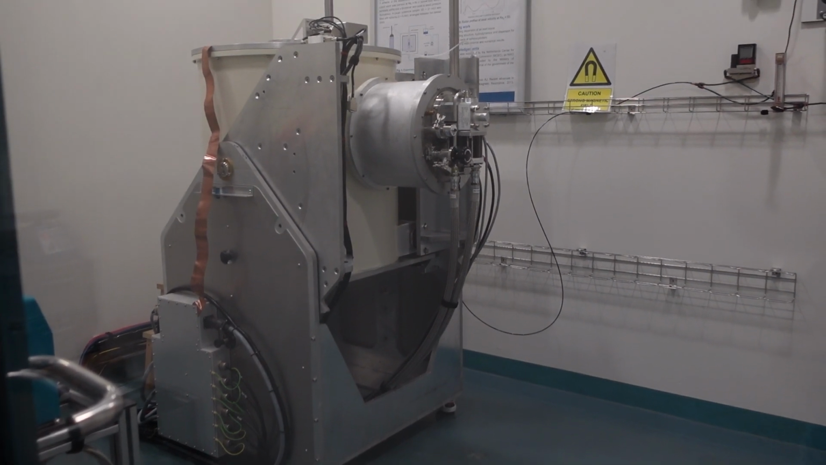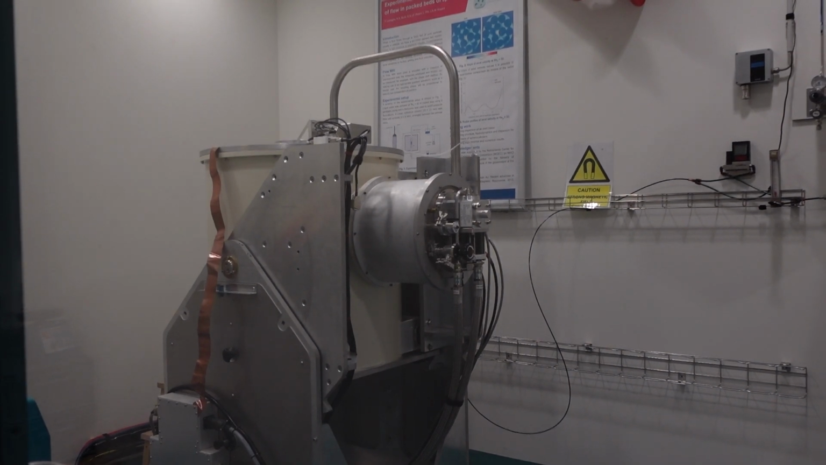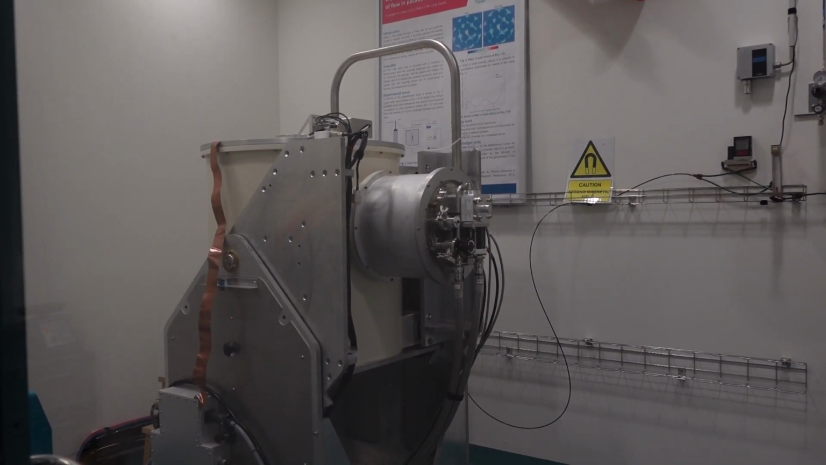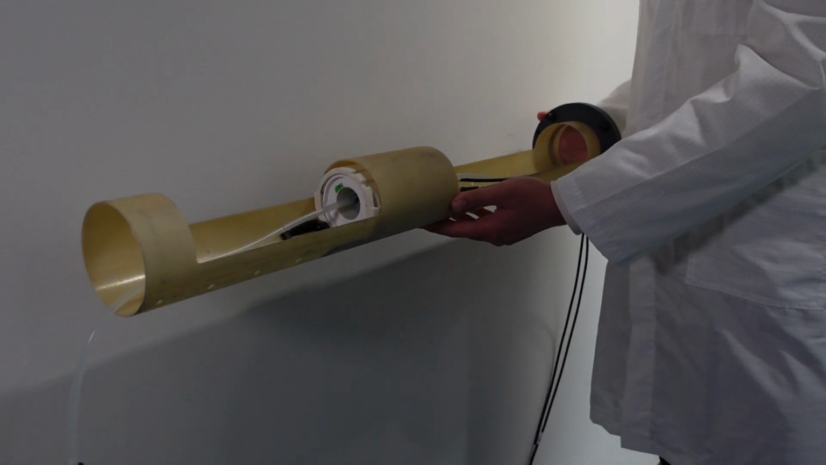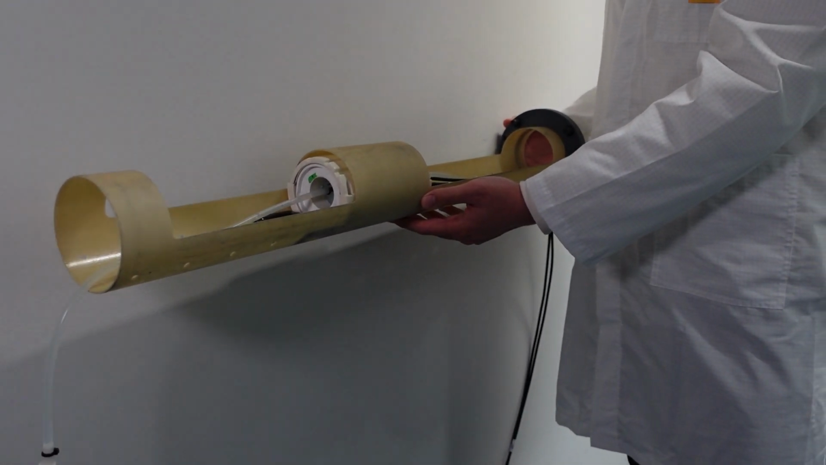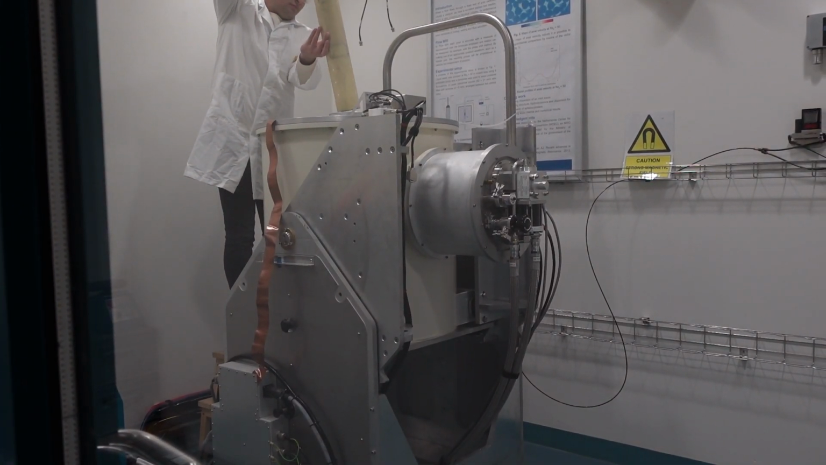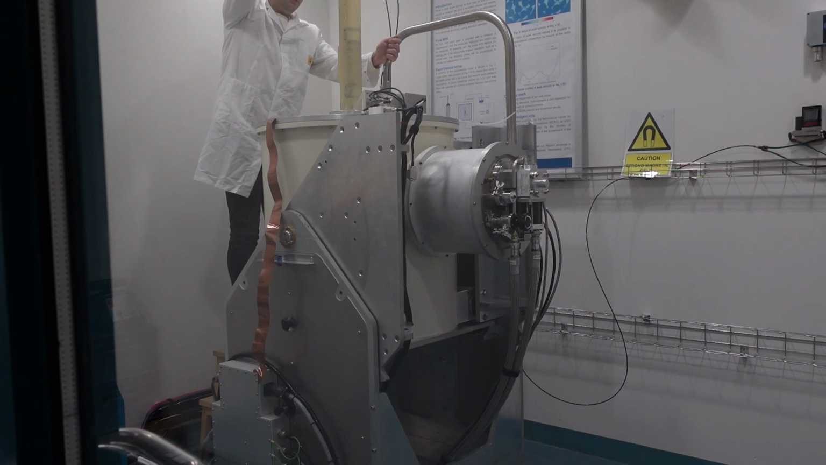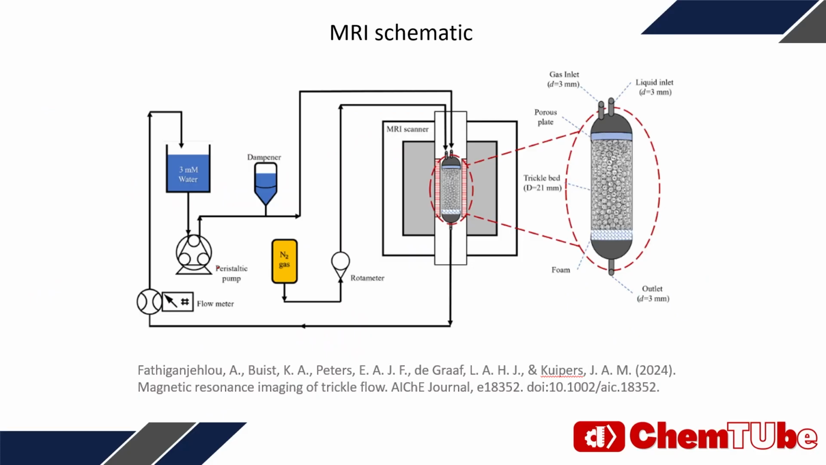As mentioned beforehand, the MRI creates a strong magnetic field, so anything that is made out of magnetic material should be left outside the closed room to avoid injuries and destruction of property. In the video you can currently see the sample holder, into which a reactor is placed, and then the whole contraption is placed into the MRI. The overall schematic of an experiment involving two-phase flow in a trickle bed reactor can be seen here.